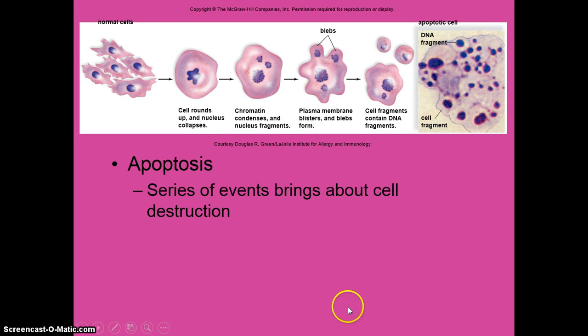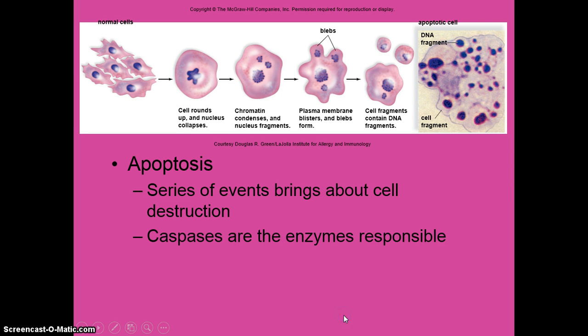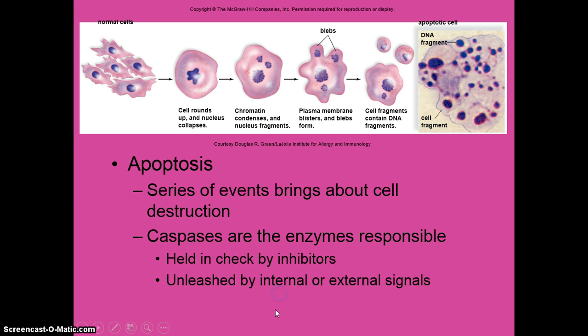So apoptosis is a series of events bringing about cell destruction. Caspases are the enzymes that are responsible for these, and they're held in check by inhibitors and unleashed by internal or external signals, depending on what's going to cause the cell to die, whether it is webbing between fingers, whether it's a cancerous cell that your body gets rid of, whether it's just an older cell that needs to be dismantled.